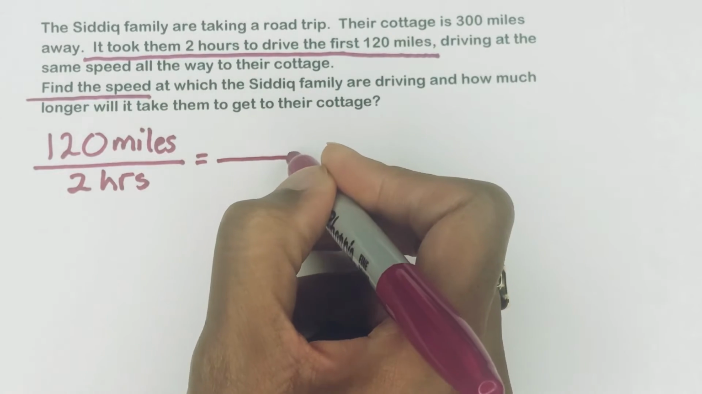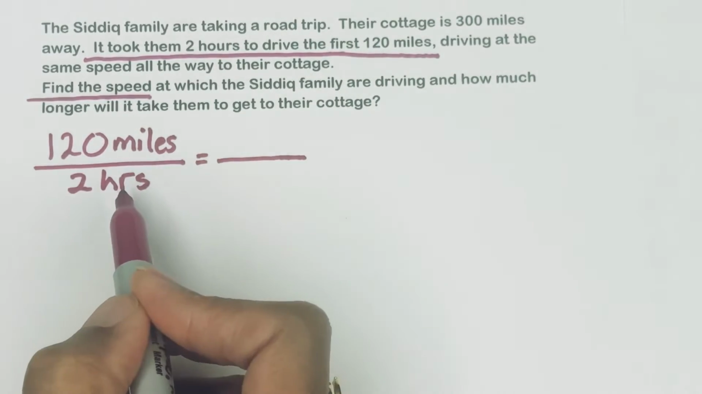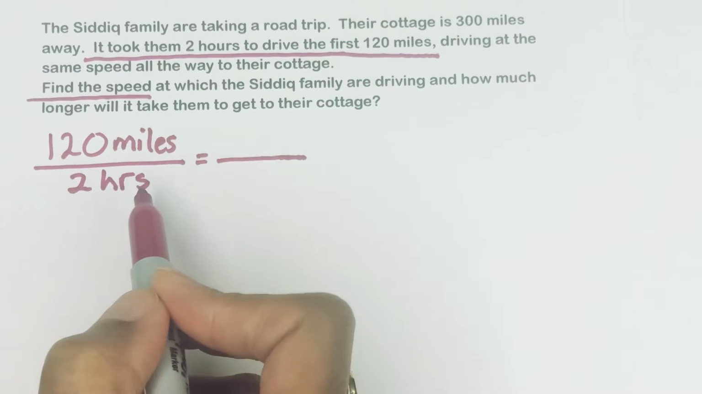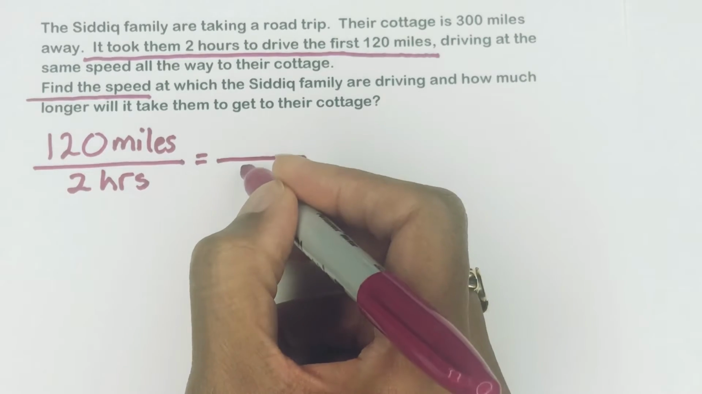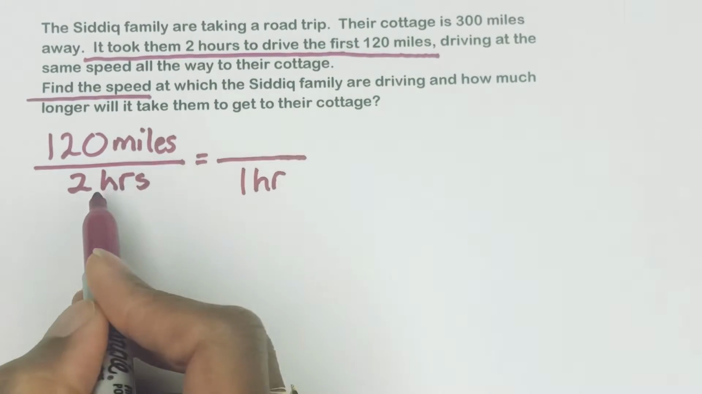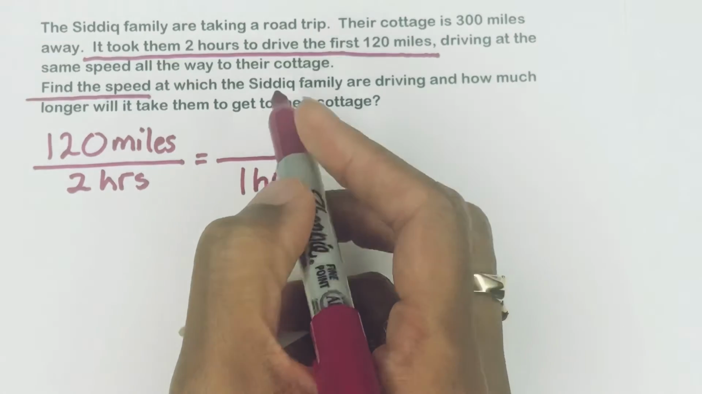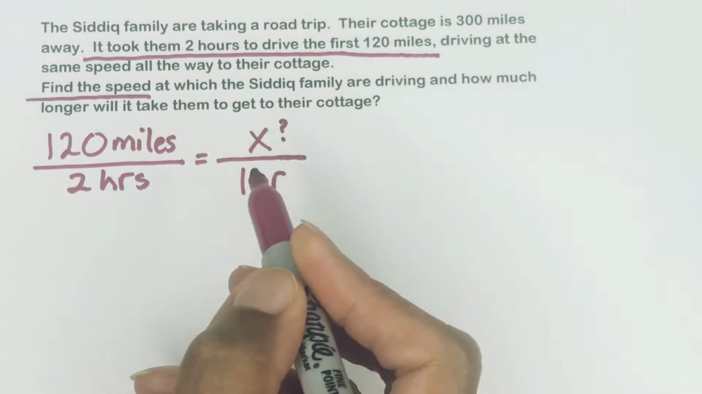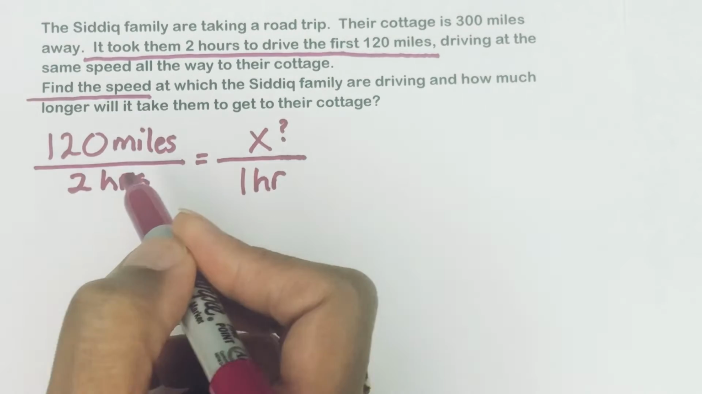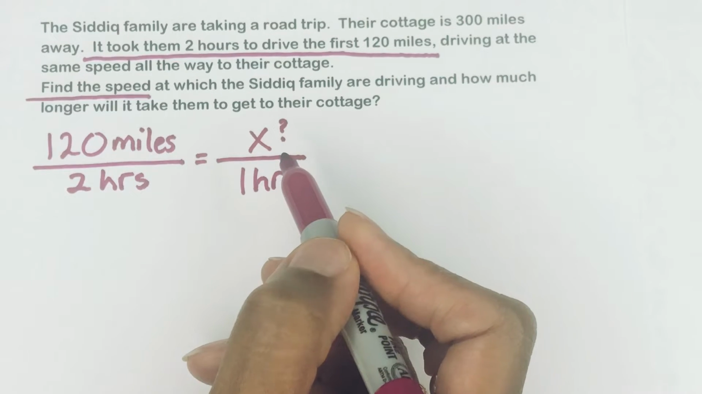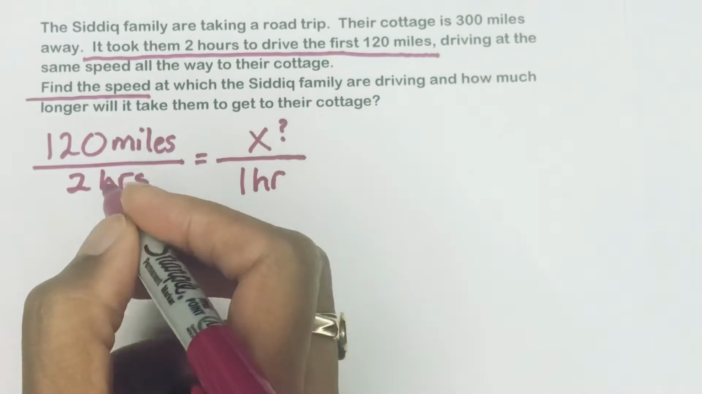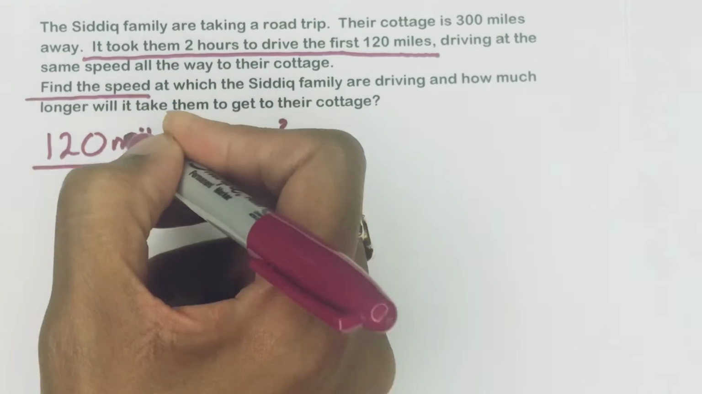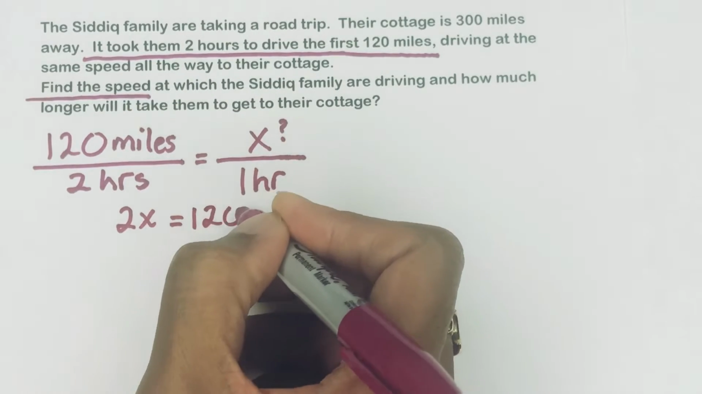With a proportion, obviously, you have to keep everything proportional. So if you have the 2 hours under here, we want to find out how long it took for 1 hour, so we have to keep the 1 hour under the line. What we're trying to find out here is the x, which is how many miles. With proportions, you're going to do a quick cross multiplication. So 2 times x, 2x equals 1 times 120, which is 120.